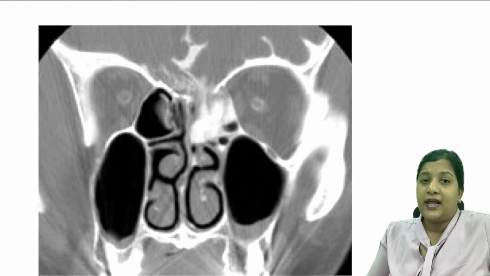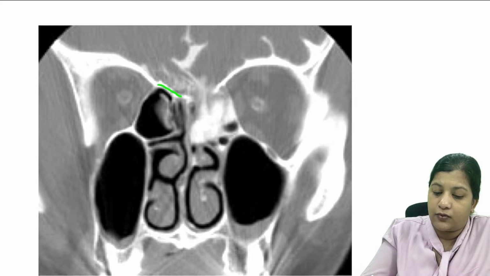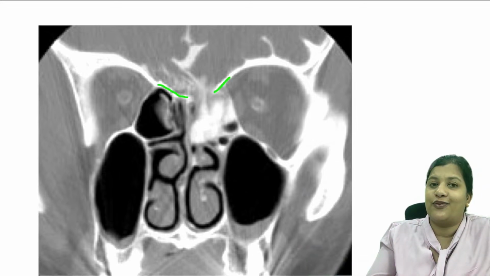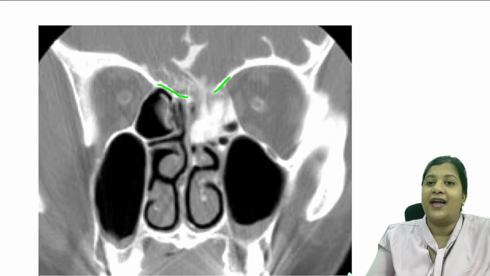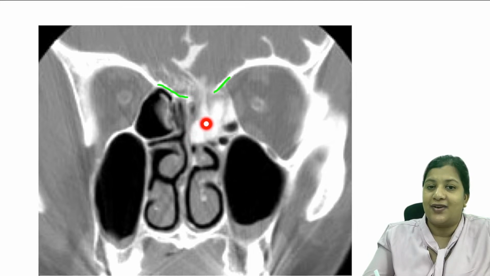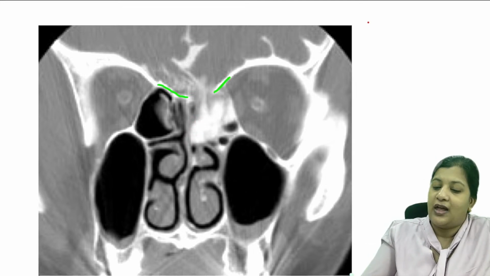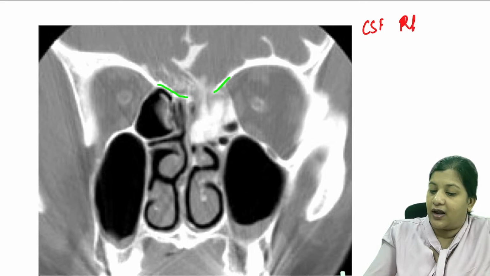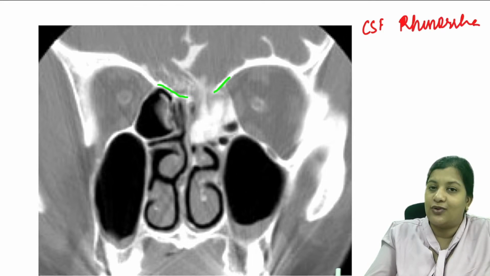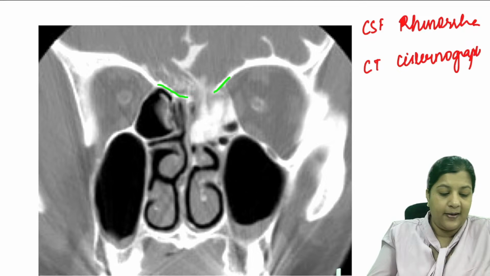So if you see here, there is a defect. Now you see this is the roof of the nose, and there is a defect here in the roof of the nose. A dye has been injected via lumbar puncture, and you see that the dye is tracking from the brain into the nose, and you can clearly visualize that this dye is coming through the defect into the nasal cavity. What is this investigation and what is your diagnosis? So your diagnosis will be CSF rhinorrhea, because the CSF is coming into the nose. And when you see this, you should know that the investigation that has been done here is going to be CT cisternography. So very good.